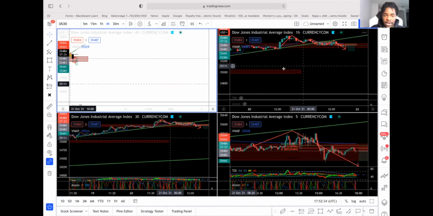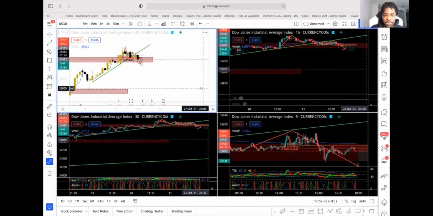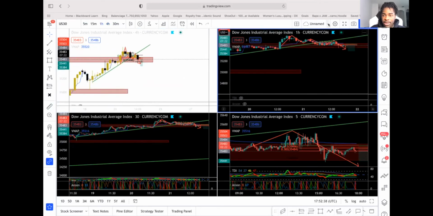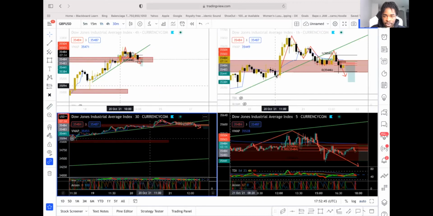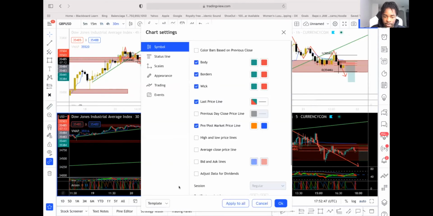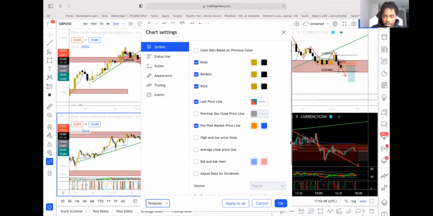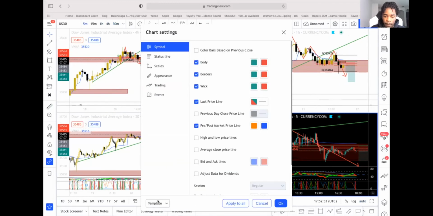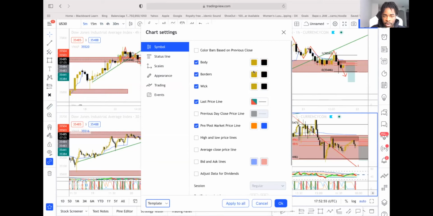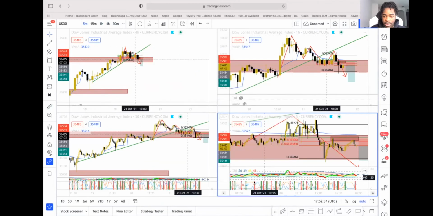So you can see right here, I can change the layouts and stuff like that. I could change the background. So I'm gonna go ahead and change the backgrounds for all these real quick. Right, and you can change the time frame for each one.